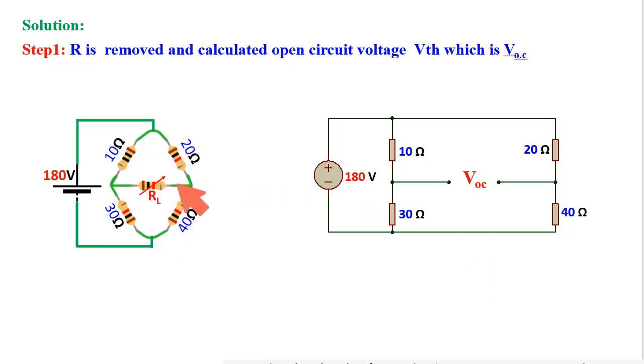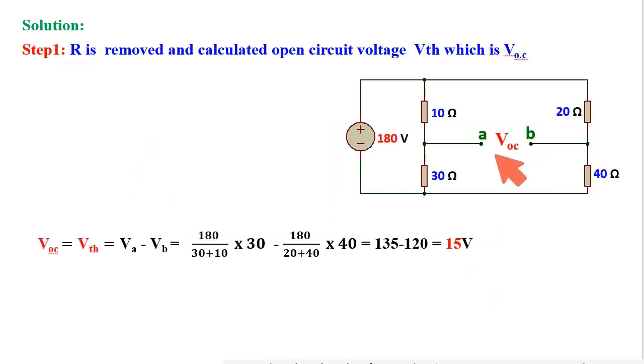So this is the same circuit, RL has been removed. So this is VOC, the open circuit voltage. The rest of the parts are the same. What is VOC? VOC is the potential at this point A with respect to B, that is VA minus VB. So VOC is equal to VA minus VB.